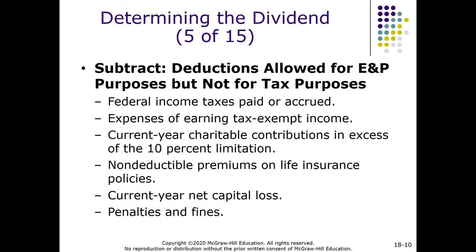You're going to subtract the deductions allowed for E&P purposes but not for tax purposes. Federal income taxes paid or accrued, expenses of earning tax-exempt income. So for example, if I pay an investment company money to manage my tax-exempt bonds, that normally would not be a deductible expense, but it does get subtracted for E&P, because if I'm going to let you add in items for tax-exempt income, you're also going to have to include the expenses it took in order to earn that income. Current year charitable contributions in excess of the 10% limitation.